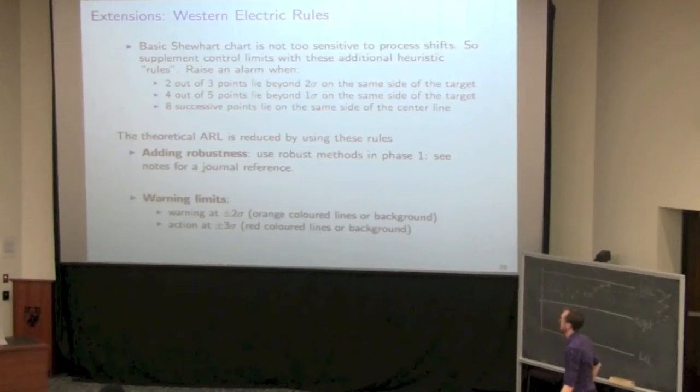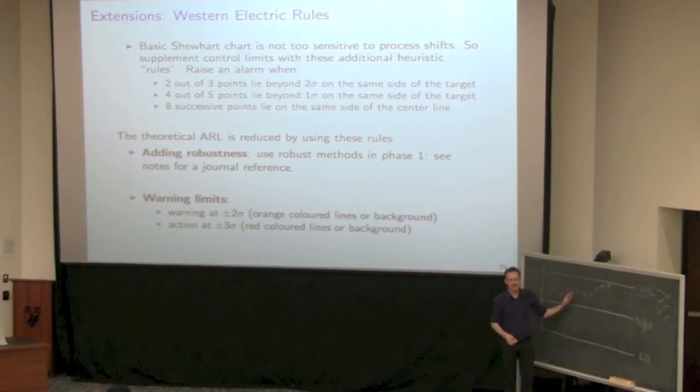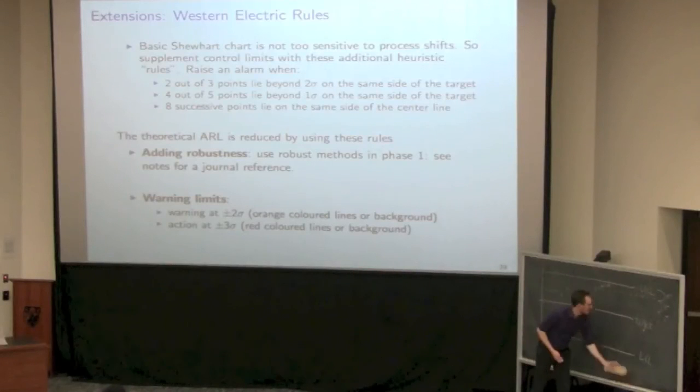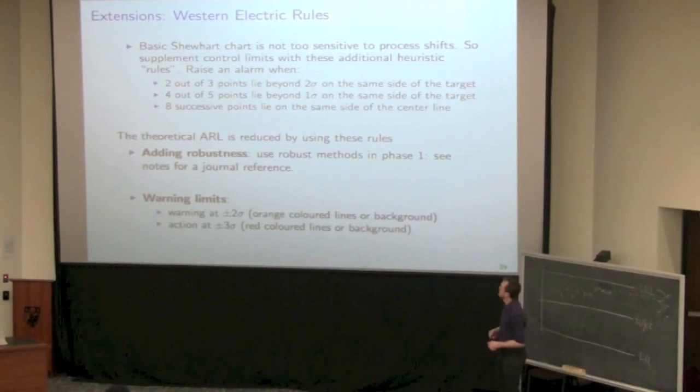There's a warning, believe it or not. Another rule is, it's a very unusual situation where four out of five points lie beyond one sigma on the same side of the target. So one, two, three, four, five points lie on the same side of one sigma. Or if we didn't trend that far up, it might have even been four out of five successive points lie beyond one sigma on the same side of the target. The probability of having these four out of five points on the same side above one sigma is very, very small. Eight successive points on the same side of the center line, that's again very, very low probability. We're always moving above and below. So to see eight successive points on one side of the target is a very unusual event.